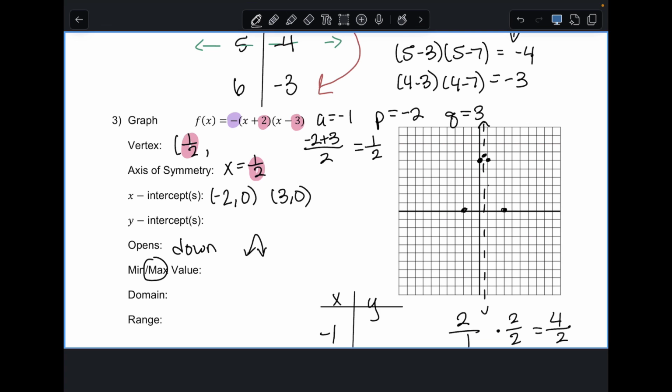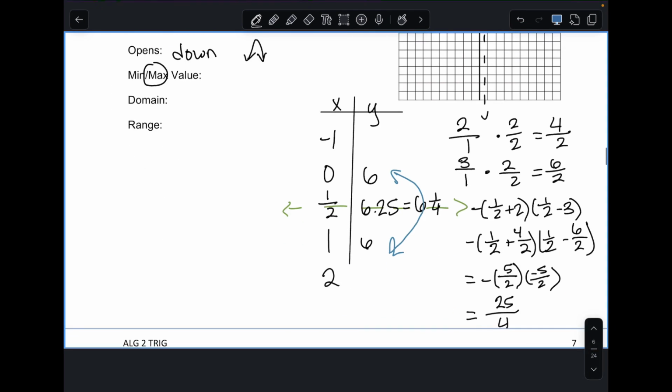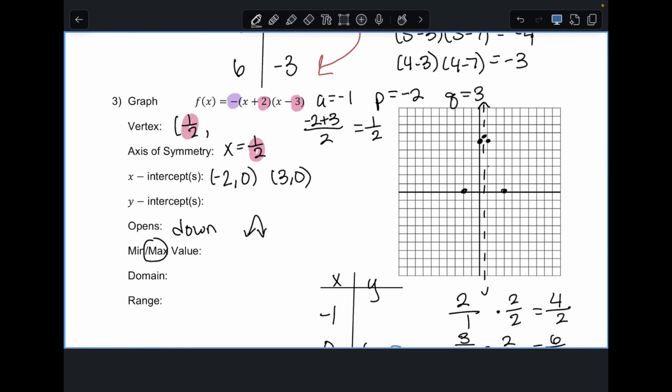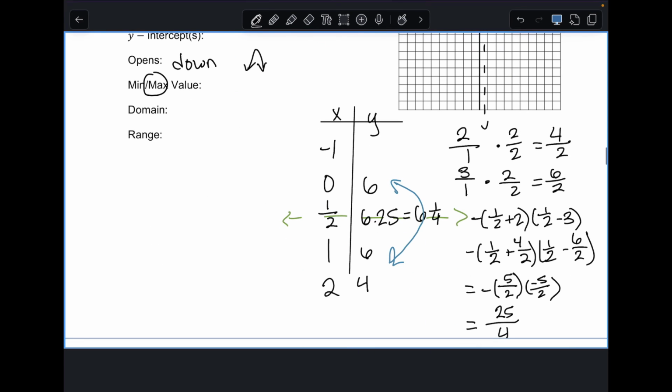I'm going to do one more just because this is kind of gross, and I want them a little bit more spread out between here and here. So let me pick -1 and 2. I don't want to deal with negatives, so let's handle the 2. 2 plus 2? 4. 2 minus 3? -1. 4 times -1, -4. Times -1, 4. Very good. So I have 2, 4. And if I reflect it, I have -1, 4.